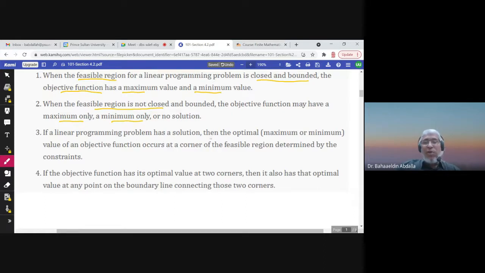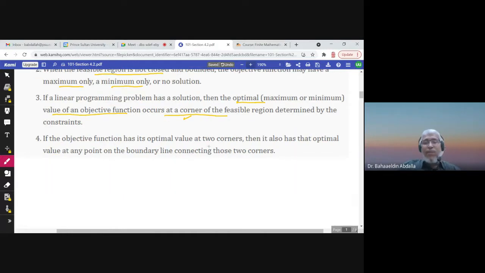If a linear programming problem has a solution, and this is important, then the maximum or the minimum value of the objective function occurs at a corner point of the feasible region. So the maximum or the minimum always occurs at the corner points. If the objective function has an optimal value, maximum or minimum, at two corners, then it also has the optimal value at any point on the line connecting these two points.